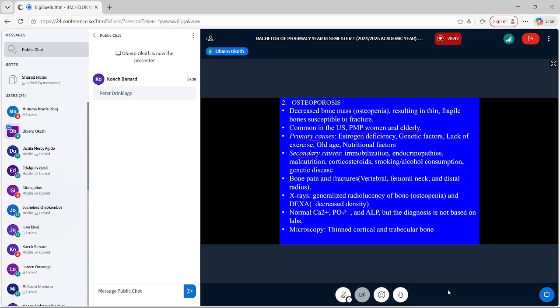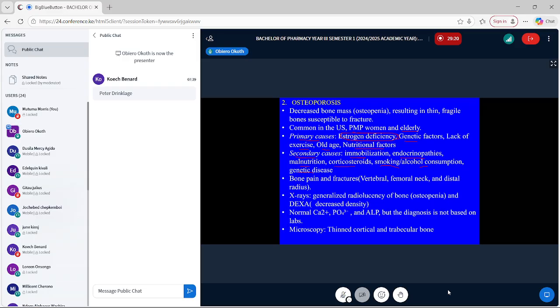And the primary cause is due to estrogen deficiency. You can have genetic factor, estrogen deficiency. And the secondary causes, when there's immobilization, endocrinopathies, like excess thyroid hormone, malnutrition, corticosteroids. These are very common drugs. Smoking, alcohol consumption, and even some genetic disorders can give you a very thin bone.